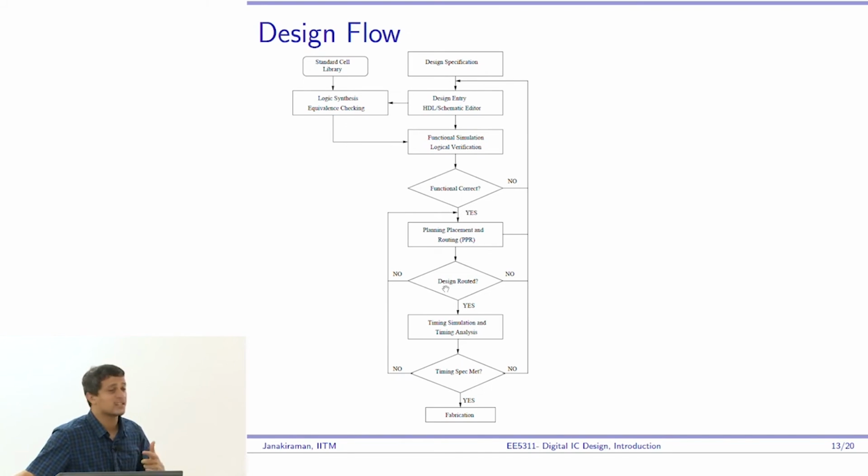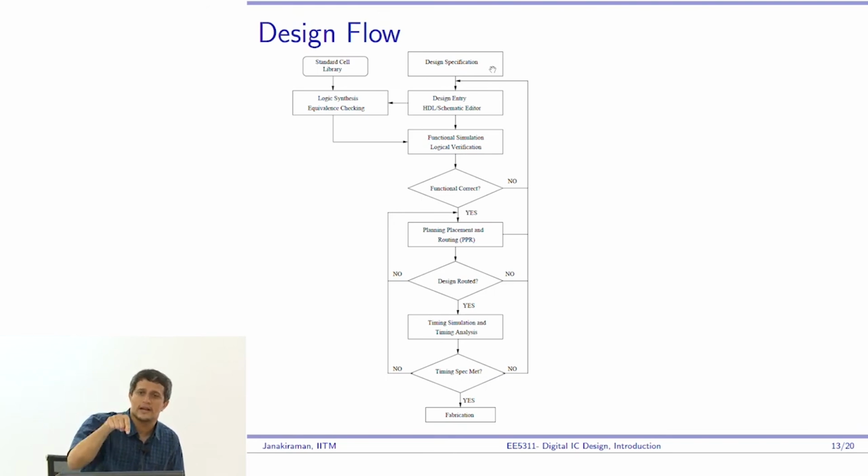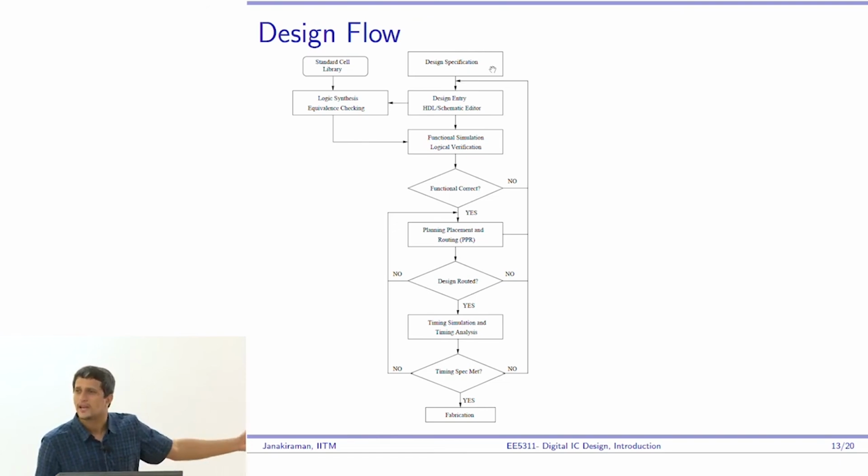Then you check, is the design routed correctly? If yes, you do something. Otherwise, you go back and do something else. Timing spec, is it met? If yes, then you complete the design. Otherwise, you go back and do something. So the point is, this is not a straight, unidirectional flowchart where I give something and I'm guaranteed to get an output. This loop may never converge.